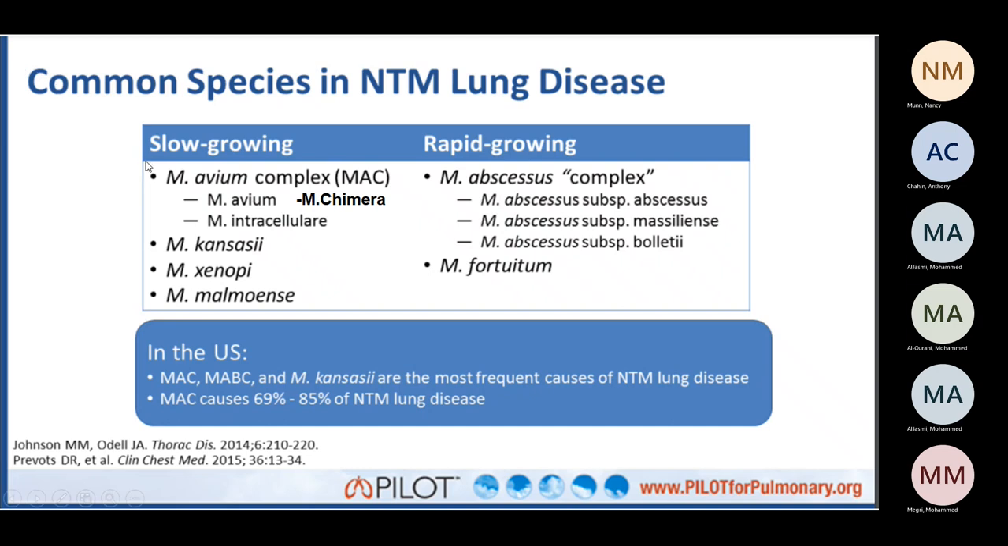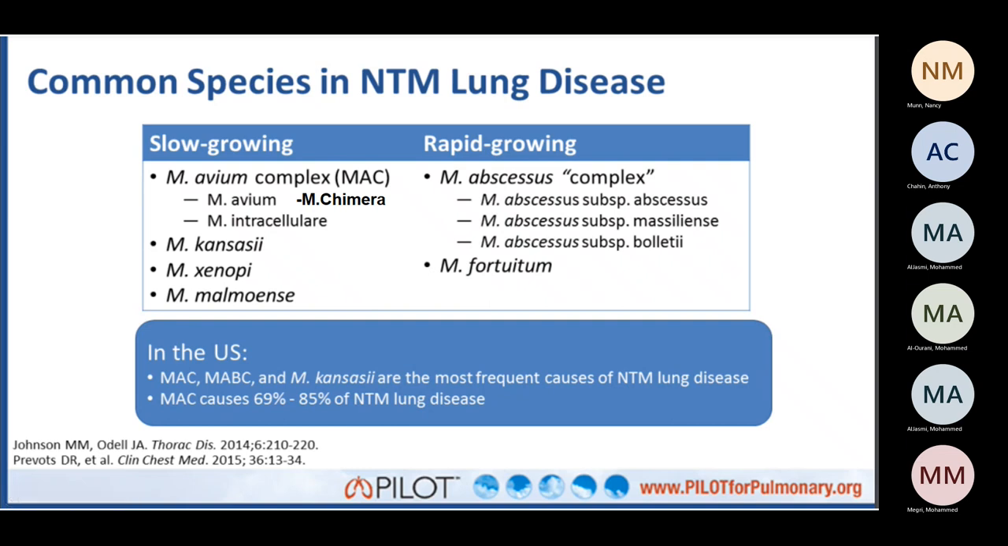Then the next common one for the lungs among the slow growing is kansasii, then xenopi, and then malmoense, which is the least frequent one. But among the rapid growing ones is Mycobacterium abscessus, and this is the most difficult one to treat. So there are three species among this complex, and this tends to have resistance, especially to macrolide. And the last one was fortuitum, which is related to water and humidity. But again, the rapid growers are more associated with antibiotic resistance.